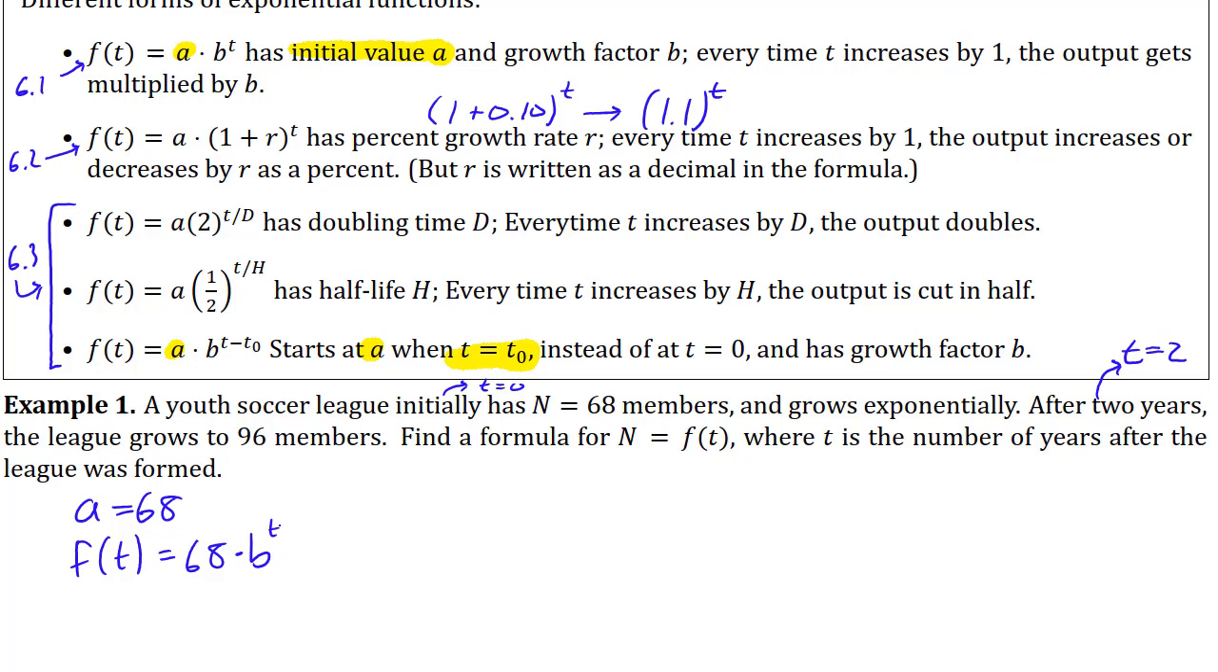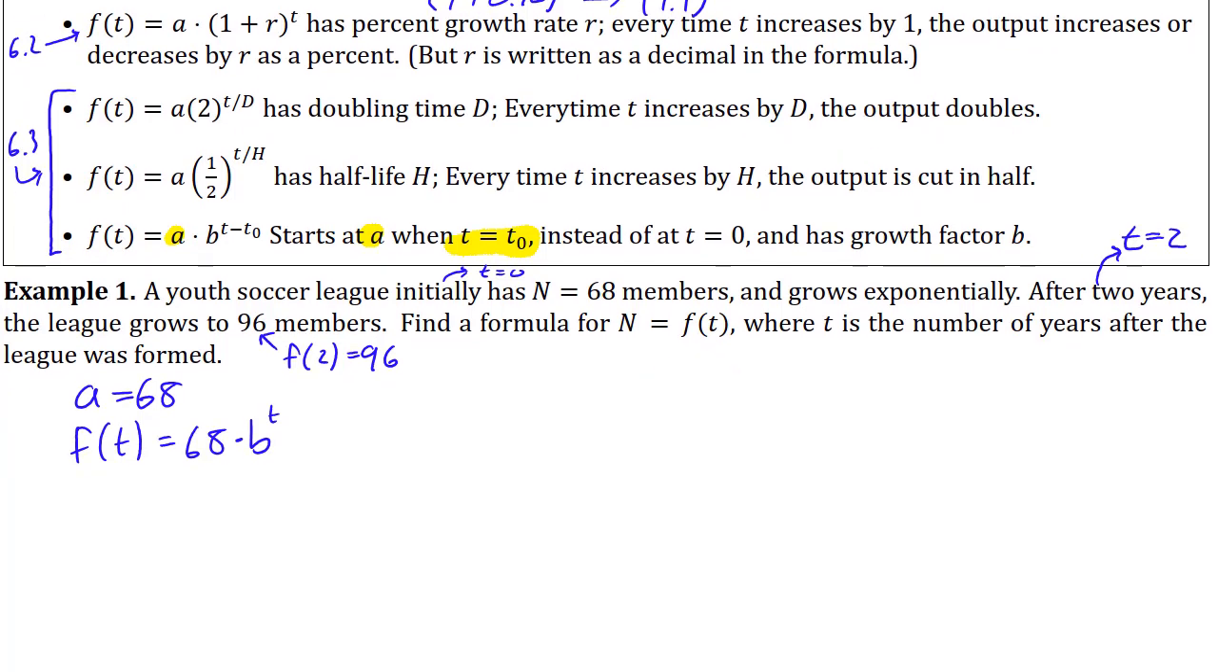And the way you can figure that out is using what they tell you here. It says after 2 years, that means when t is 2, the league grows to 96 members. So this is saying that f of 2 is 96. There are two ways we can write f of 2. You could write f of 2 using the formula that we have, 68 times b to the power 2. You could also write it as 96. So this gives you an equation that we can use to find b.